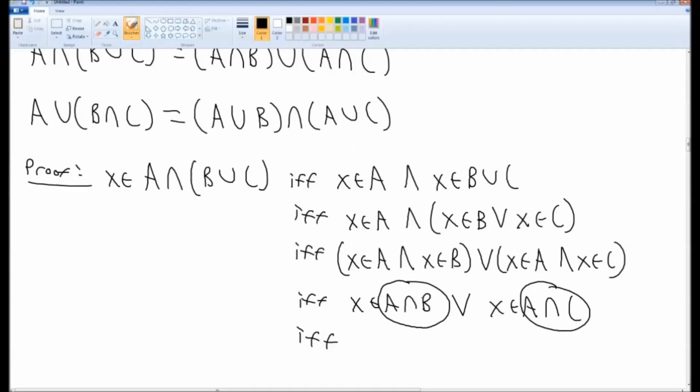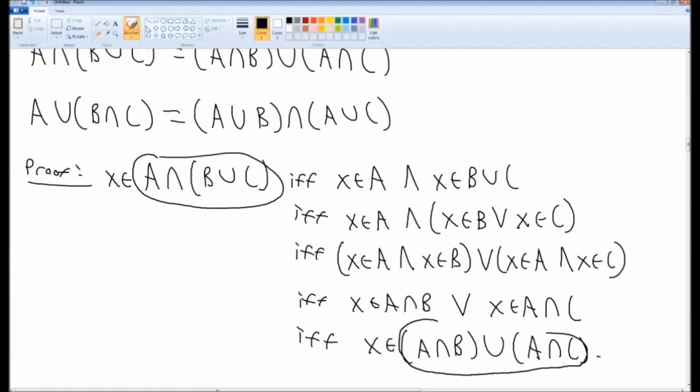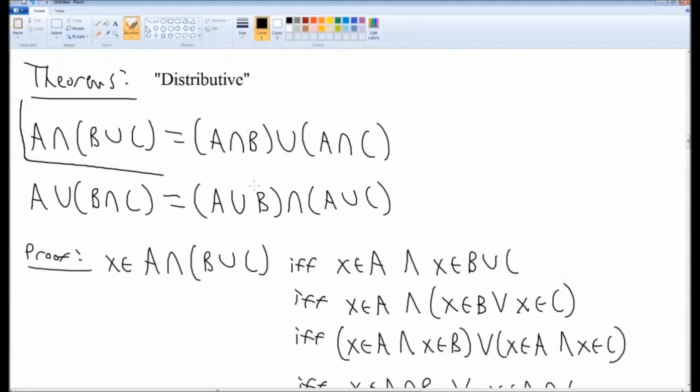Well, saying you're in one set or you're in another set is the same as saying you're in the union. So that means X is in the union of these two sets. X is in our first set, union our second set. Okay, and so look, these two sets must be equal since they have the same elements. That proves part one, this guy.